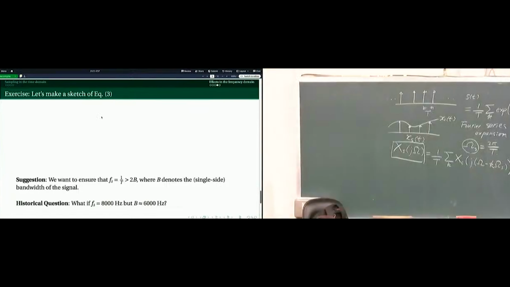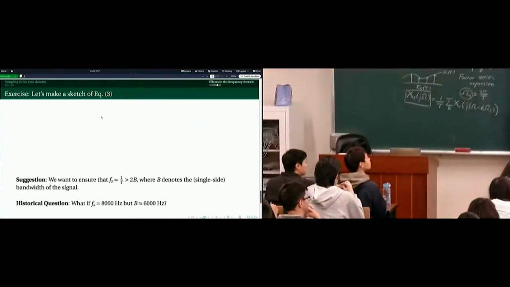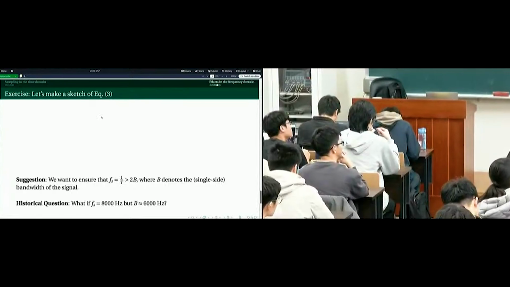Because omega, 2 pi b, right? 2 pi, and minus 2 pi on the negative side, this is the frequency axis. So let's assume that this is our spectrum before sampling. Okay, before sampling. So far, so good.